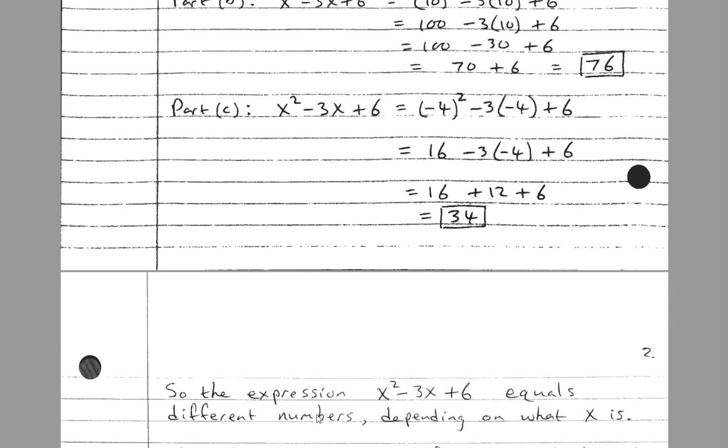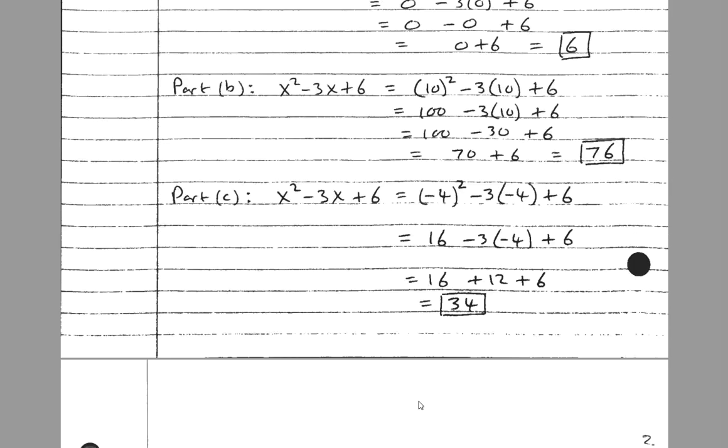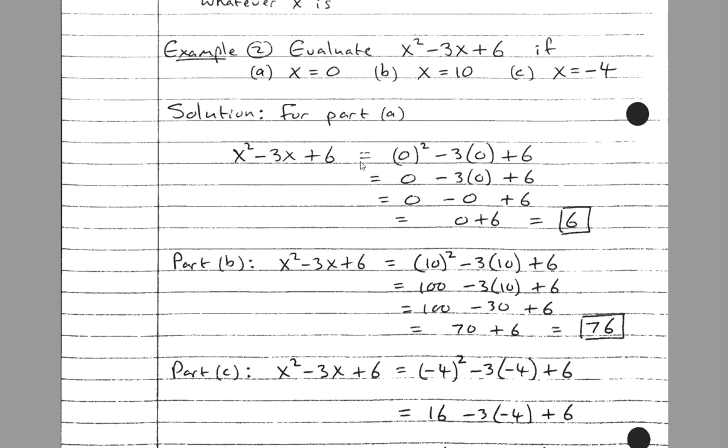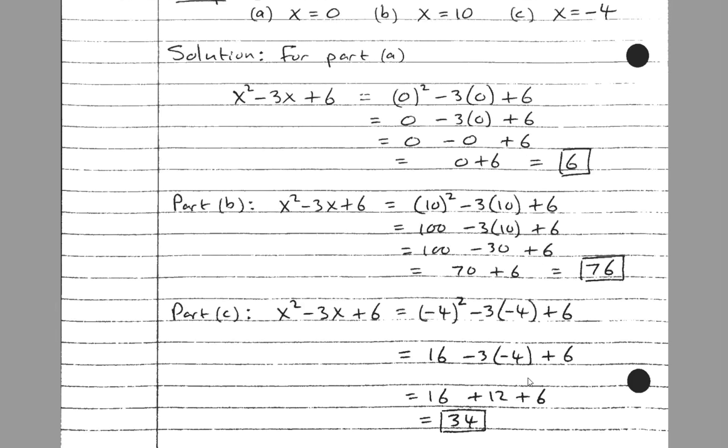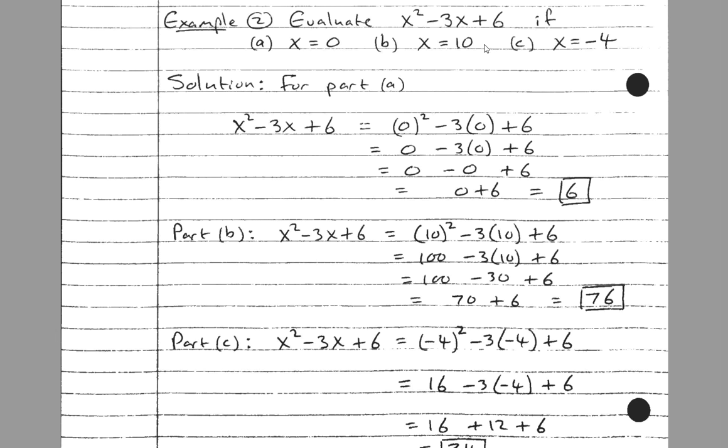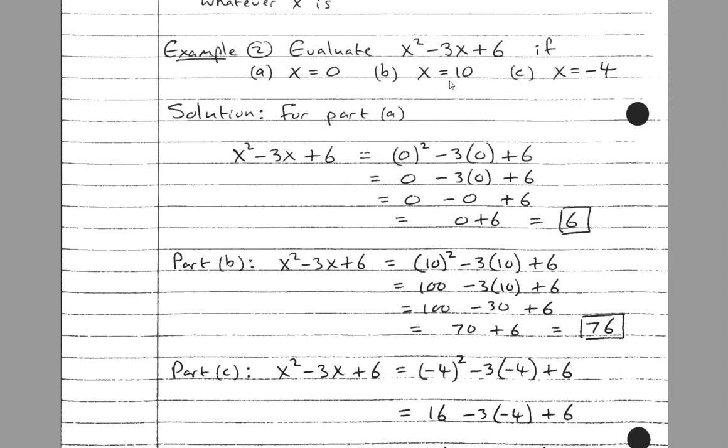All right, so just an obvious point here is that with this algebraic expression, you get different numbers coming out: 6, 76, 34. And so different numbers come out if different numbers go in for x. We'll talk about functions in a later section.